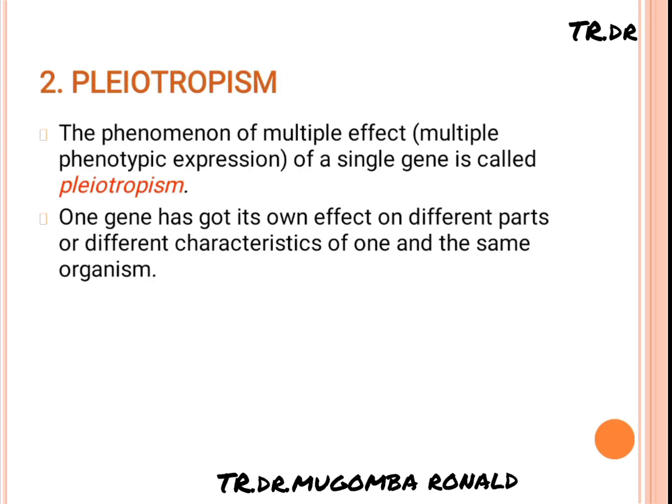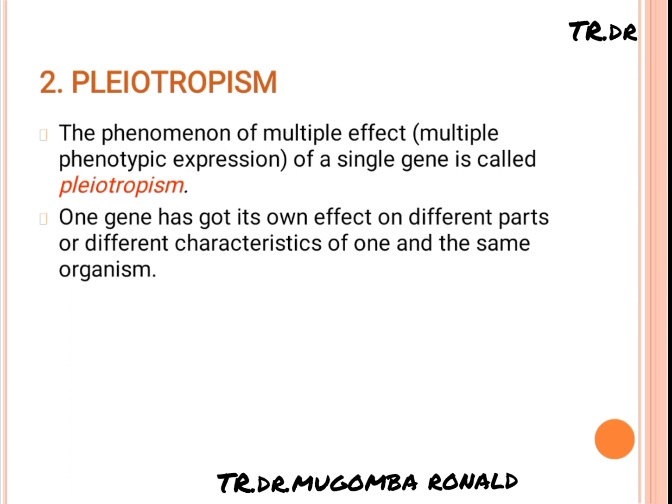So we can go ahead and look at pleiotropism. Pleiotropism is a phenomenon whereby you have one single gene having multiple effects, a single gene having multiple different phenotypic expressions. That is pleiotropism. It's just one gene, let's say capital B, small b, but it has different ways it can express itself. That is pleiotropism. That's the gene interactions we are on.